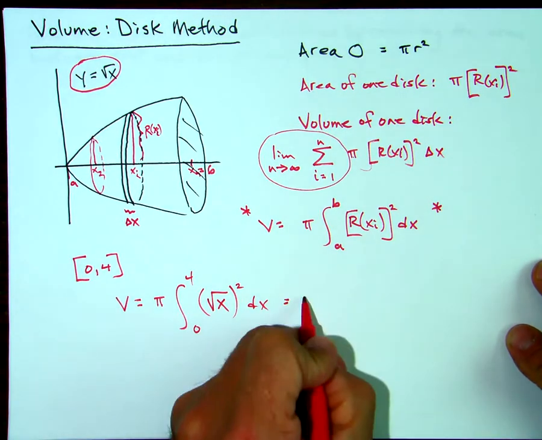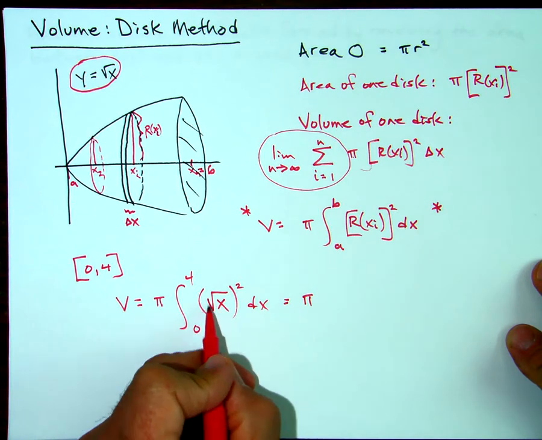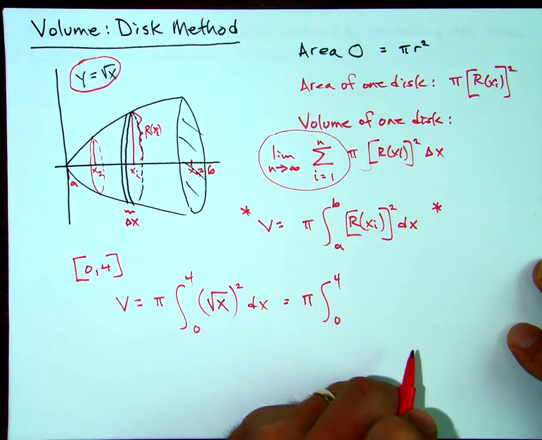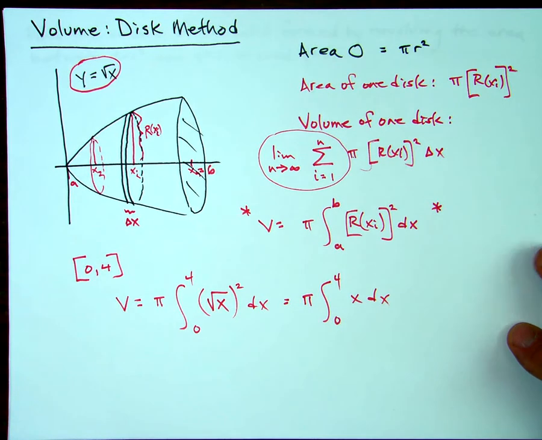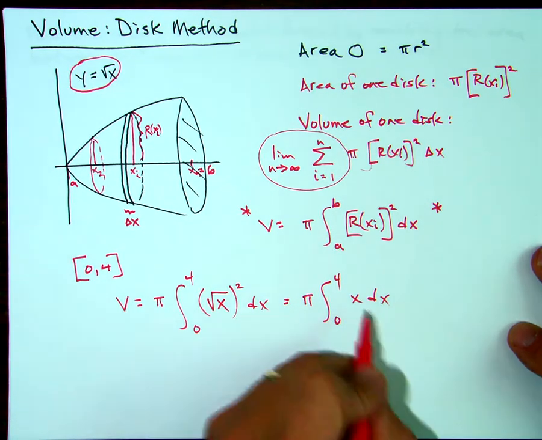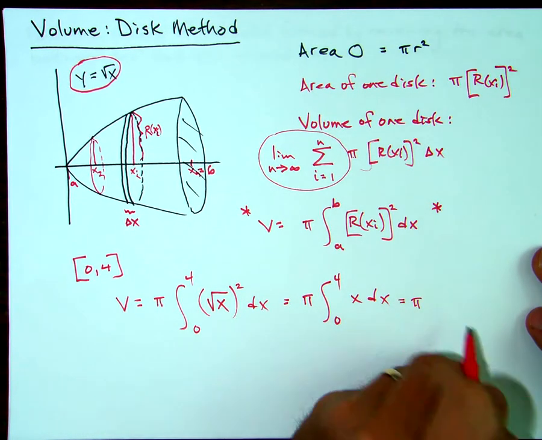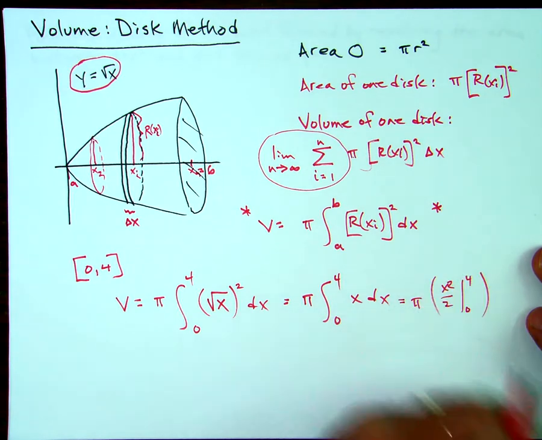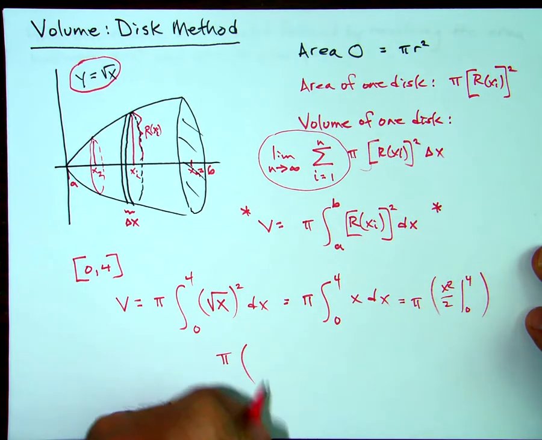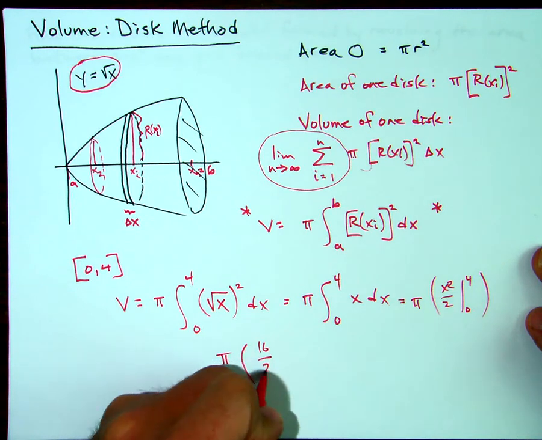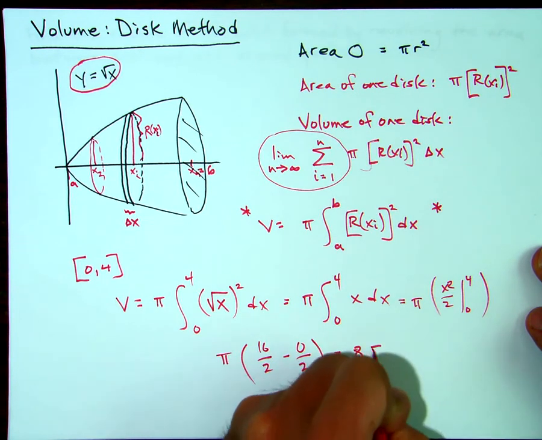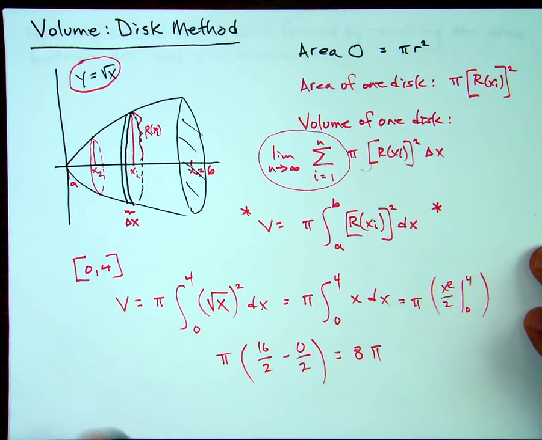All right. So let's just go ahead and complete this then. So pi, and that's going to be, well, the square root of x squared. Well, I'll just rewrite this. Square root of x squared is just x, right? So this is a pretty straightforward antiderivative to find, right? It's going to be pi times x squared over 2, and we're going to go from 0 to 4, right? So that's pi times 4 squared, which is 16 over 2, minus 0 squared, which is 0 over 2. So that's just 8 pi. Okay, so that's a pretty straightforward application of the volume formula.